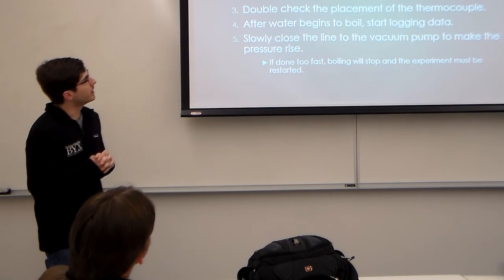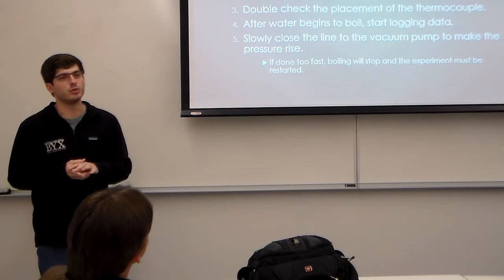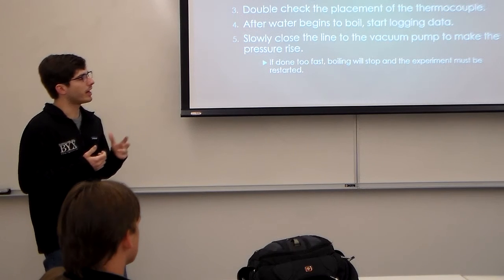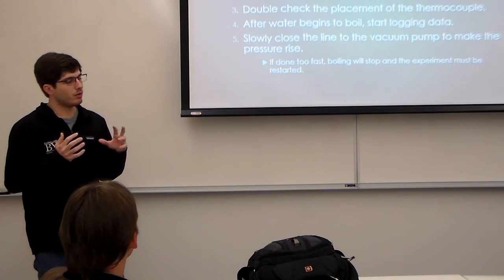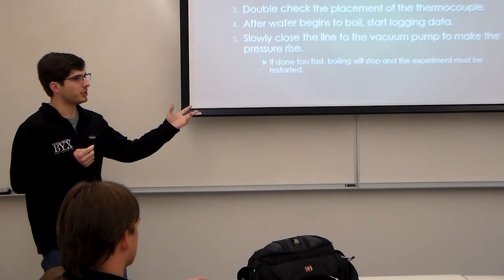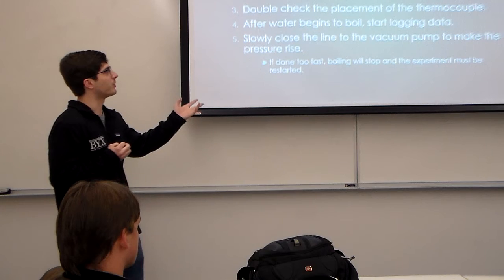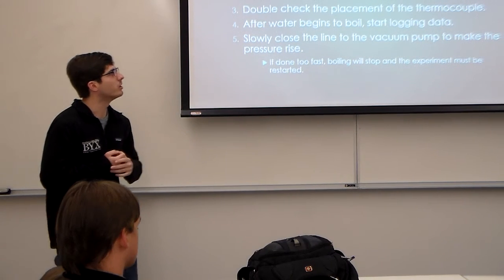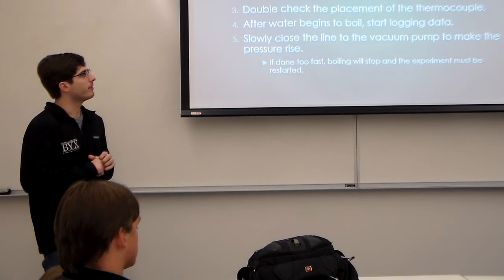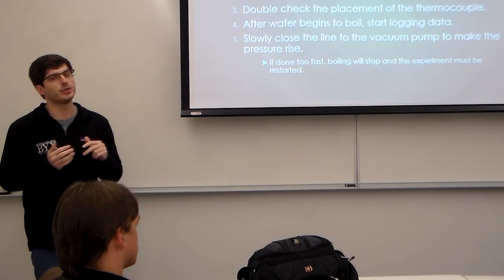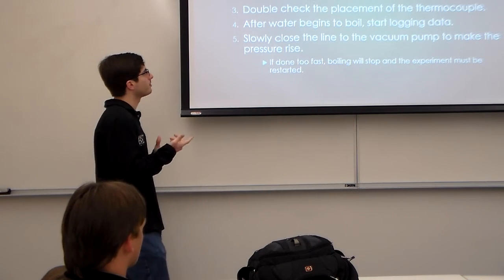For the experiment, our goal is first to bring the water to boiling at 0 pressure. To do that, you first have to double check the thermocouple. It was highlighted in the manual a bunch, so make sure that's right. Then once the water begins to boil, you start logging your data, and you'll close the line of the vacuum pump, but you have to know that if you do this too fast, you'll ruin the whole experiment because your boiling will stop and you'll have to restart.